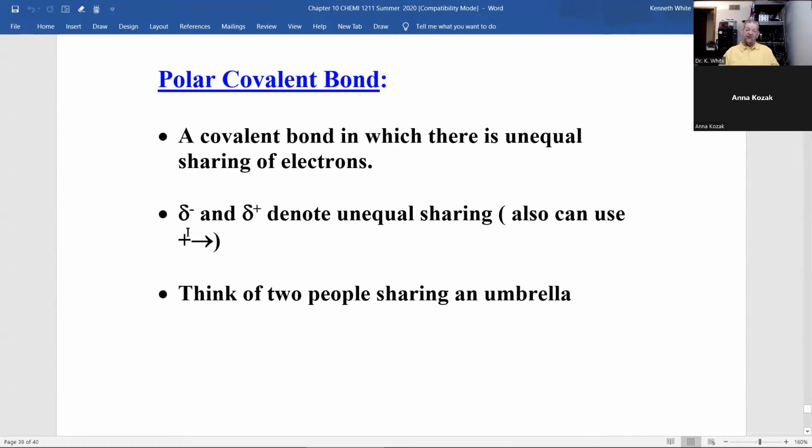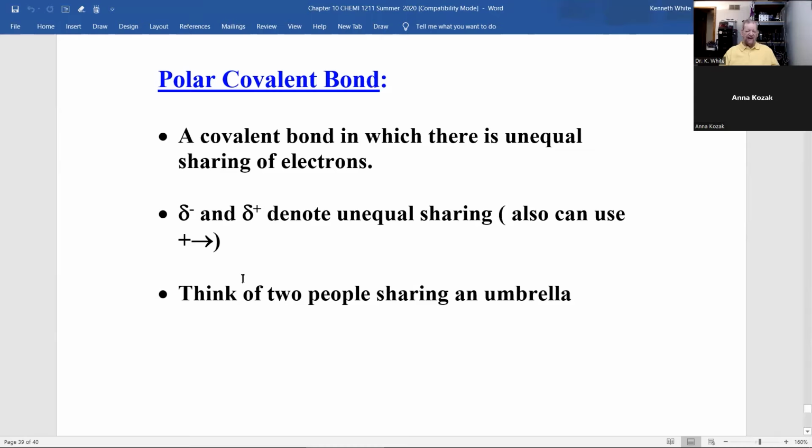And here's a nicer way of showing delta. Obviously, my software, Microsoft Word, does a better job than I do, showing the slight lowercase delta plus and the lowercase delta minus, which denote unequal sharing. Sometimes you might see it this way with a plus and an arrow.